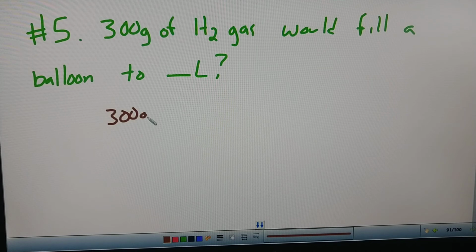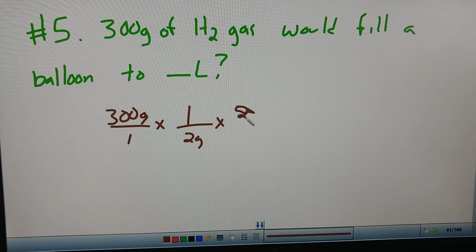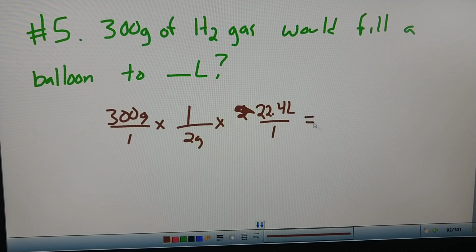300, we're given a number in grams, times 1 over the proper number in grams. Hydrogen gas weighs 2 grams. Times, we're looking for liters, the proper number for liters. Sorry, that's the board, not me, people. We're looking for, that is hilarious, not gonna erase that, times 22.4 liters, because that's the proper number for what we're looking for, equals. All right, you answer that.